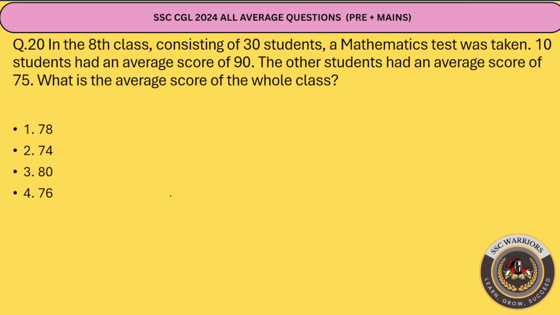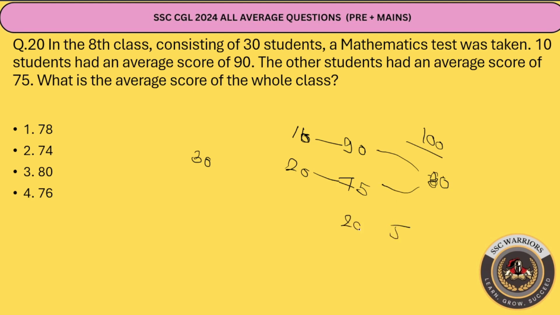In the 8th class containing 30 students, mathematics was taken. 10 students had an average score of 90 and the other 20 students had an average score of 75. Find the average of the whole class. Again, same. Let the average be 80. Assumed average. Take out the deviation. How much is coming? 10 more, divided among 10 members, that is 100. And this 5 less is coming, divided among 20, that is minus 100. So there will not be any change. 80 will be the answer.